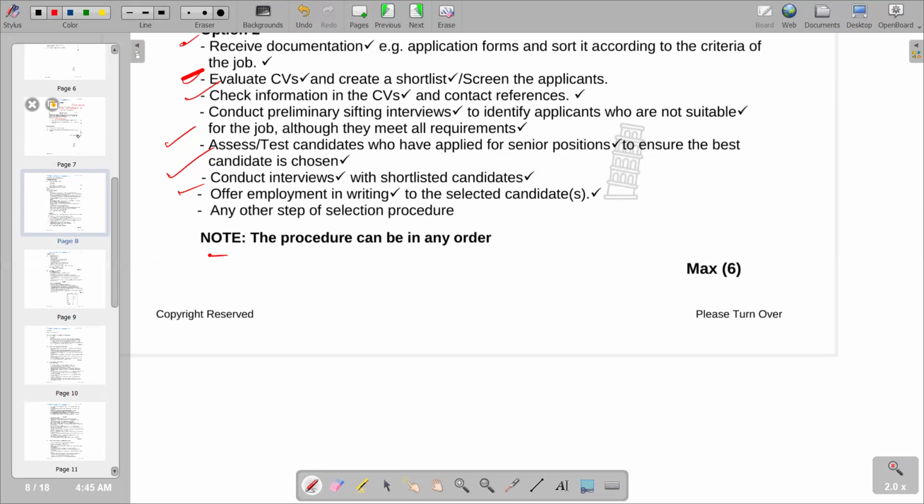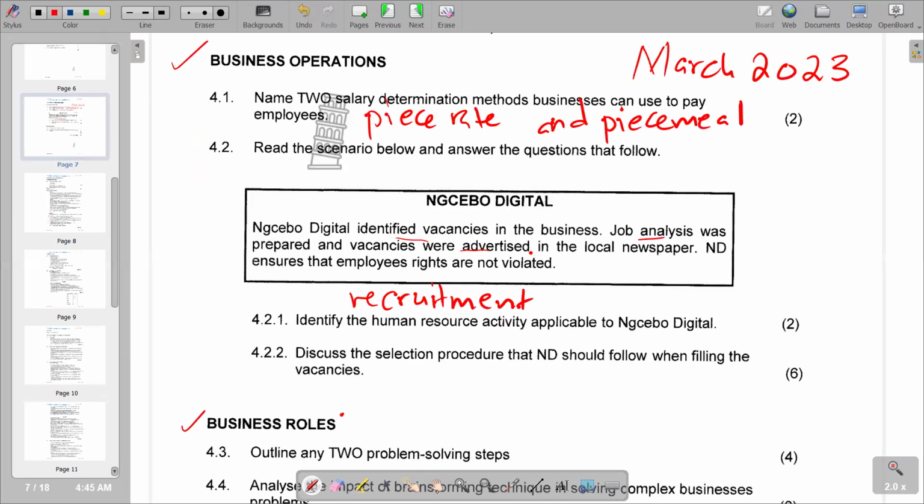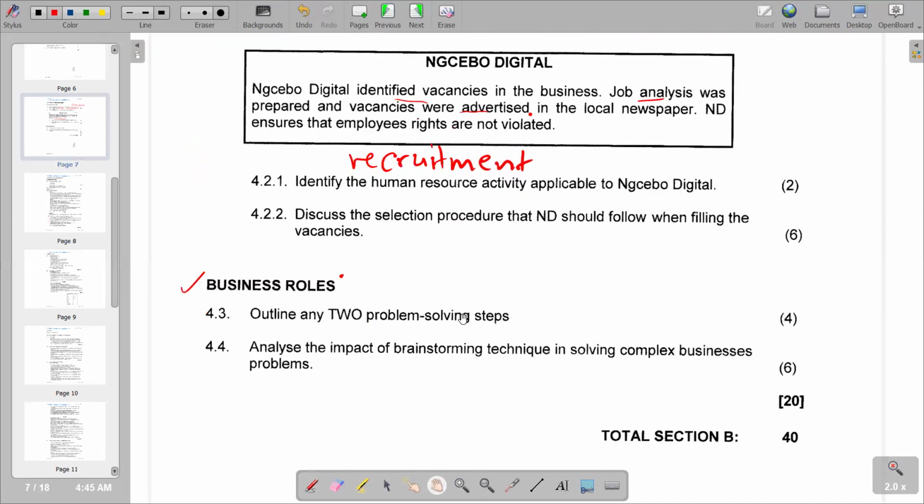Then we go to the next question, which is now on business roles. It asks us to outline two problem-solving steps. So obviously, we want to understand what we mean by problem solving. Problem solving is an act of defining a problem, determining the cause of the problem, and then identifying, prioritizing, and selecting alternatives for a solution. These are the steps that we can put down when we are writing the problem-solving steps.